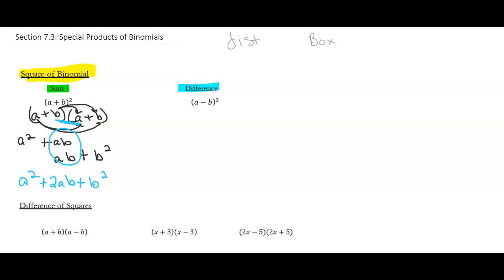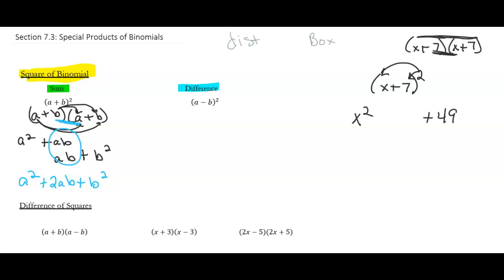So let's do an example with maybe some numbers. Let's say I have x plus 7 squared. So I'm going to have x squared, and I'm going to have 7 squared, which is 49. But remember what happens if you wrote it out twice. You're going to have this thing right here, 7x, but then you're also going to have it on the last one, another 7x. So what we do is we multiply these two numbers, 7 times x, and then you double them because you're going to have that twice. So 7 times x is 7x, times 2 is 14x.